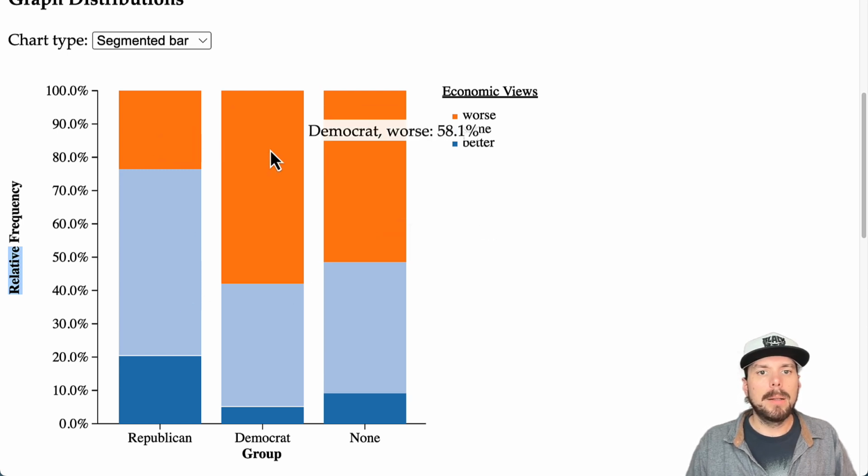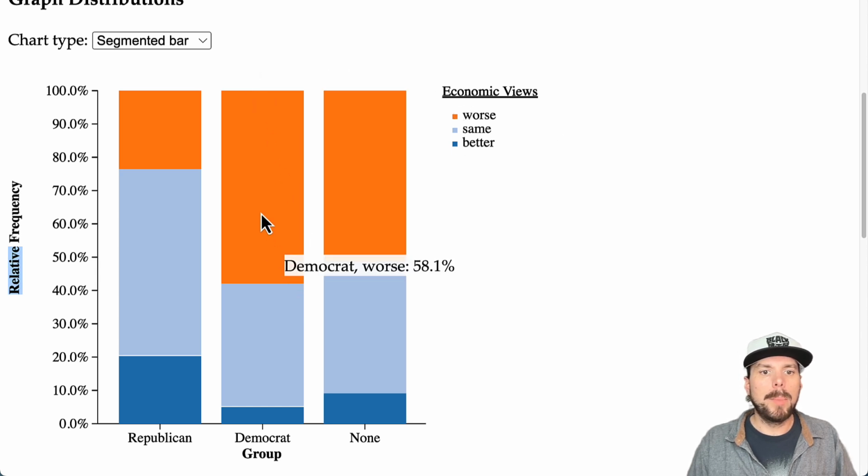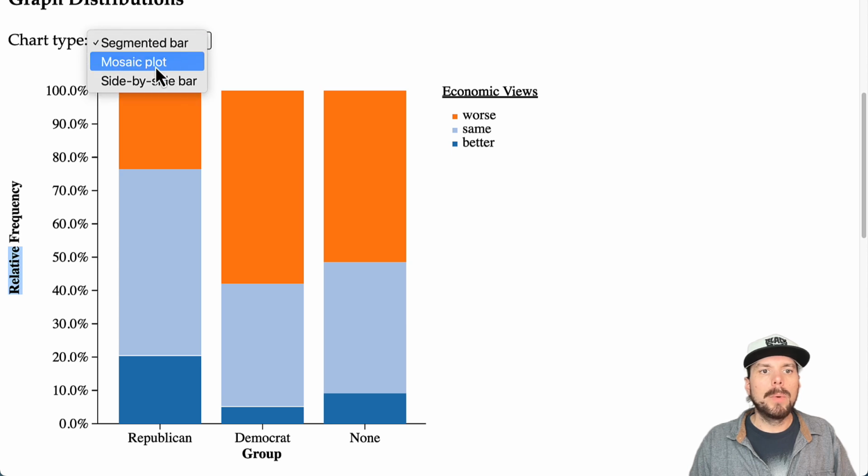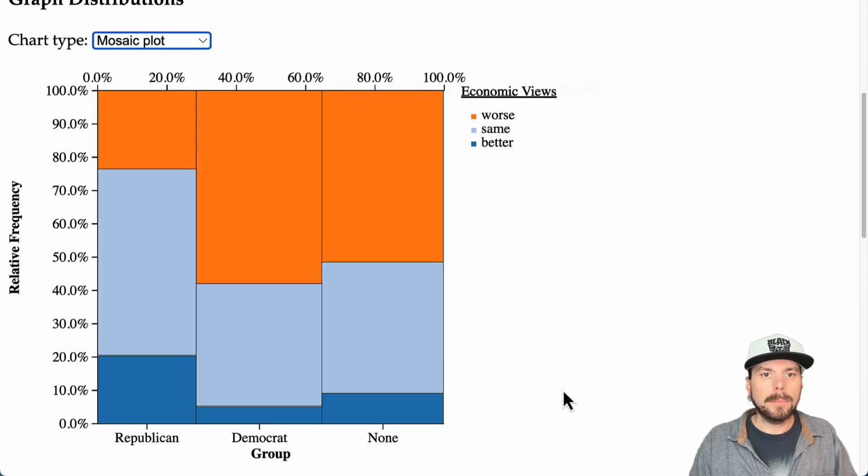So we can see that those who said worse, in orange, are a bigger portion of the Democrats than they are for other groups. And the people that said better, the smallest proportion was within the Democrats. But we can't actually compare which of these groups is biggest with this comparison. We would need one of the other two.